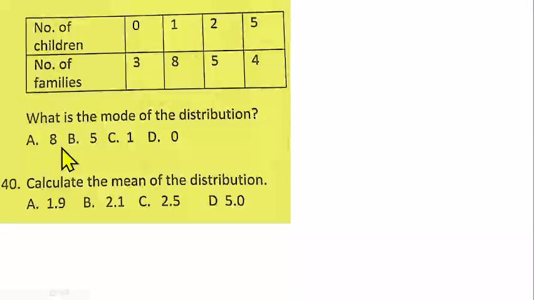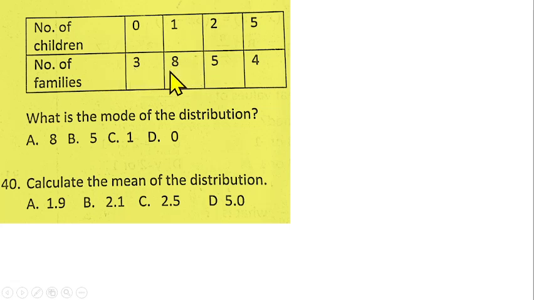Question number 39. We are given this table, and we have to find the mode of the distribution. Of course, this is the number of children and number of families. The mode here will be the number of children with the highest number of families.